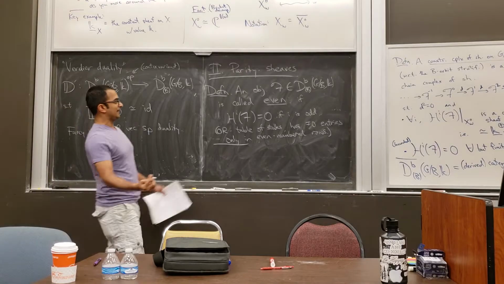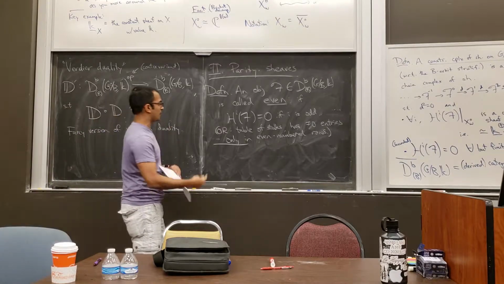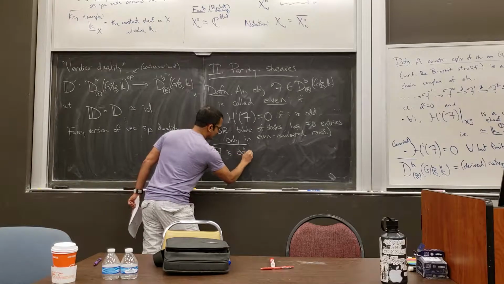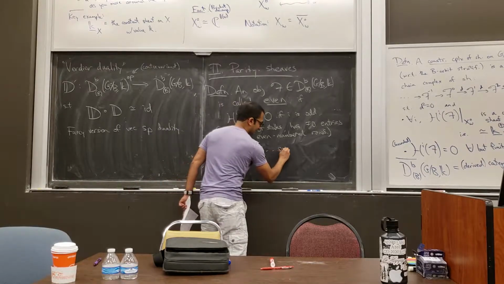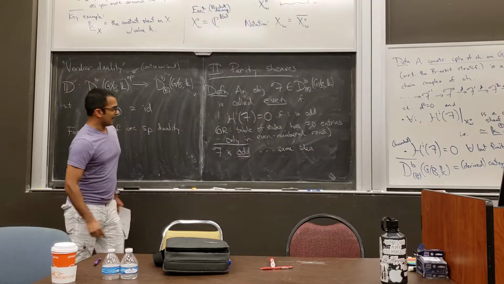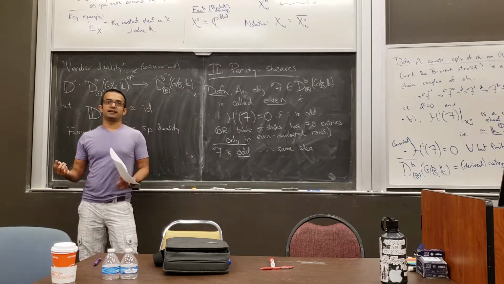And now, of course, you can guess what it means for an object to be odd. You just swap the roles of even and odd. So F is odd if, well, it's the same idea. And then F is parity, basically if it's one or the other.